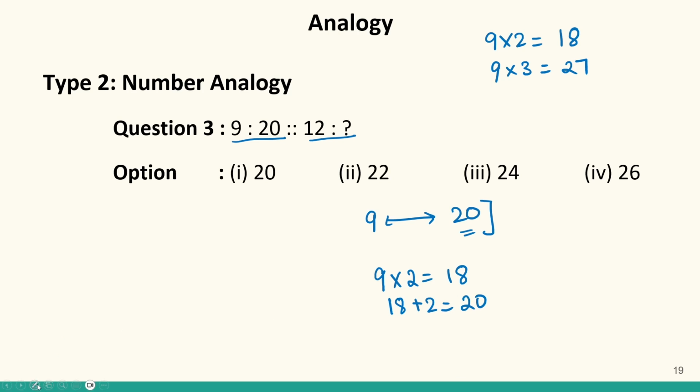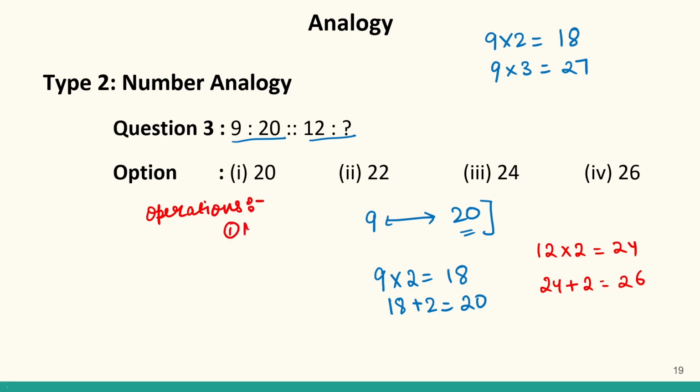Right? Let us do the same thing for 12. If I multiply 12 by 2, I'll get 24. And if I add 2 into 24, I'll get 26. So here I can see that two operations are being used over here. First is multiplication. And second is addition.